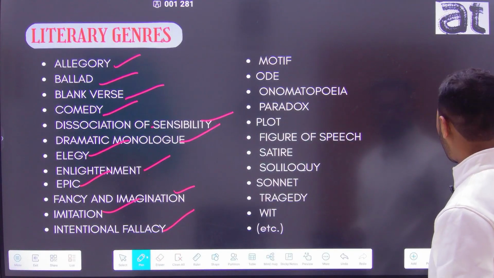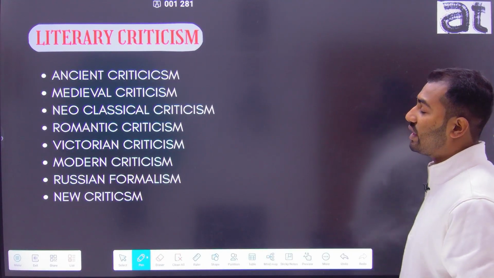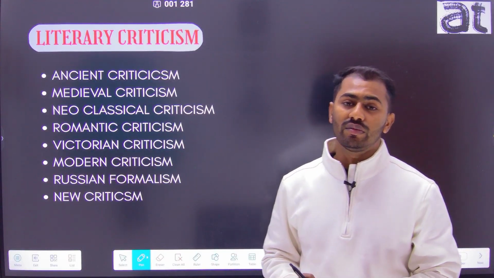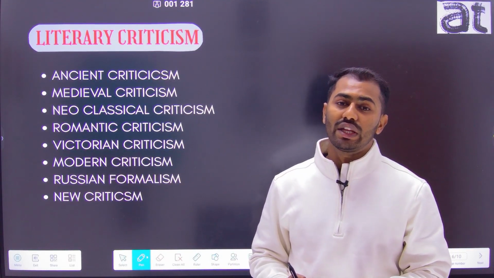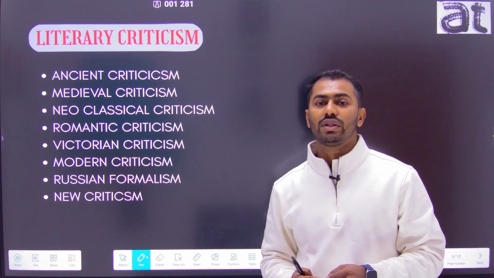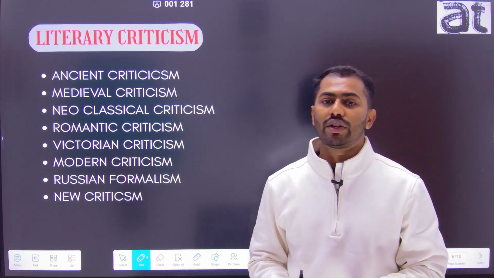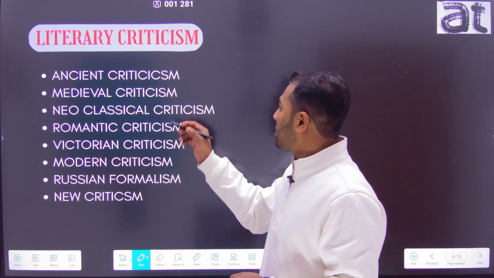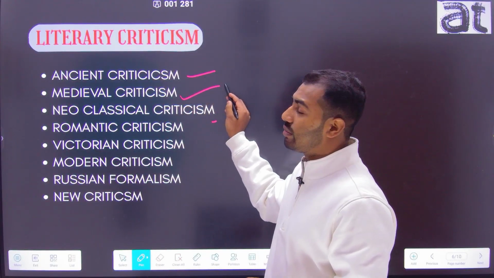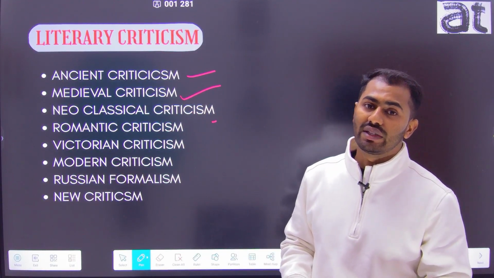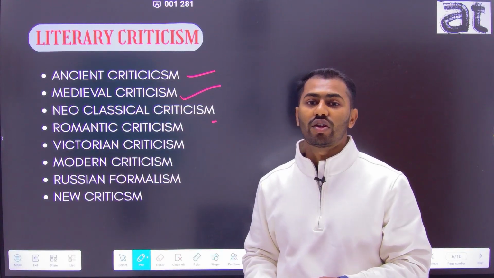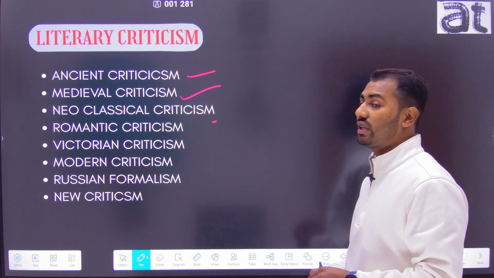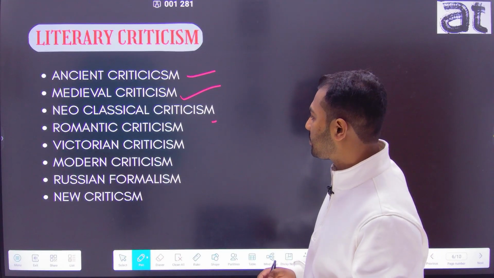After literary genre comes literary criticism. In literary criticism, we will discuss the beginning of literary criticism with the work of Plato, Aristotle, and Horace in ancient criticism. After that comes medieval criticism. In medieval criticism, we will read Saint Augustine, Saint Thomas Aquinas, and their different critical works.